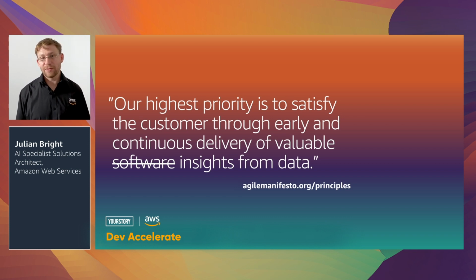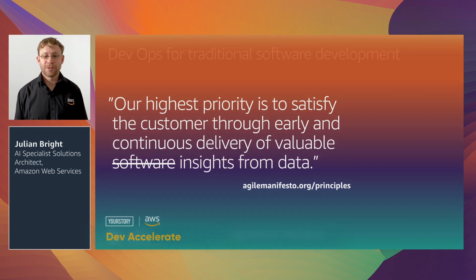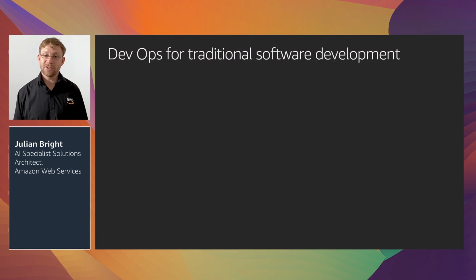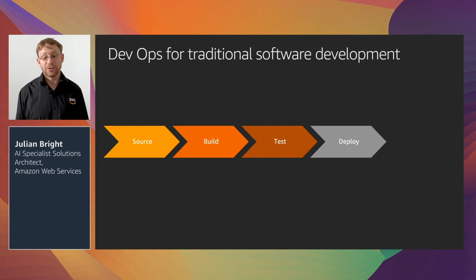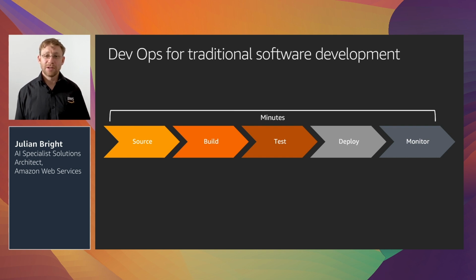So how does that differ from traditional DevOps? Well, if we look at the software development lifecycle, what we see are steps from building source through to testing that source code, deploying that source code, and then monitoring that source code. And this is typically done through a continuous delivery pipeline, which is often completed in a matter of minutes.